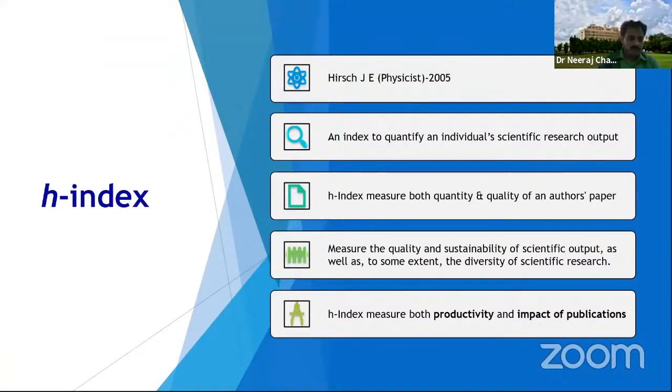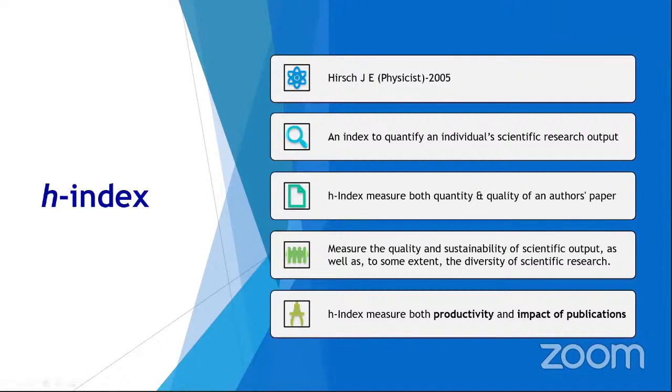It was introduced by J. Hirsch in 2005. This is one of the indexes to quantify an individual's scientific research output. It is used for measuring both the quantity and quality of an author. H-index measures both the quality and quantity, also the productivity and impact of publications of an individual author. It reflects both the number of publications and the number of citations per paper. It also measures the quality and sustainability of scientific output, as well as, to some extent, the diversity of scientific research.